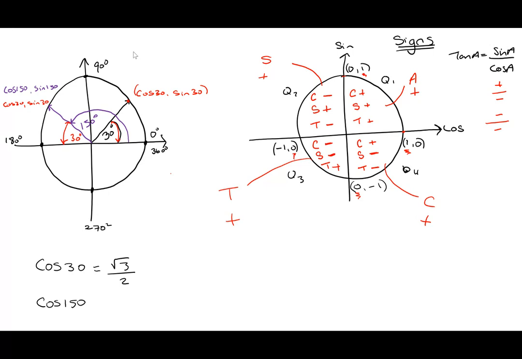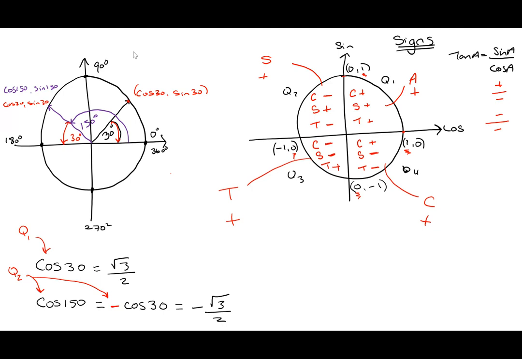Cos 150, we're now saying is the same as cos 30. Kind of. But cos 30 is in the first quadrant, that's in Q1. Cos 150 is in the second quadrant, so that's Q2. Therefore, it's the same as cos 30, but it has to be negative because it's in the second quadrant. So it has the same numerical value, but it's minus root 3 over 2.